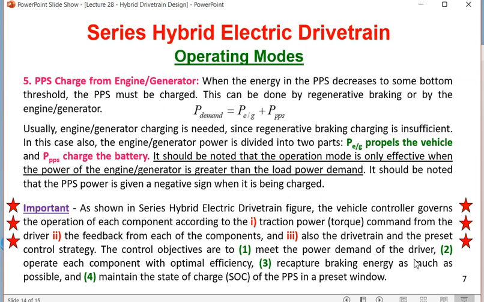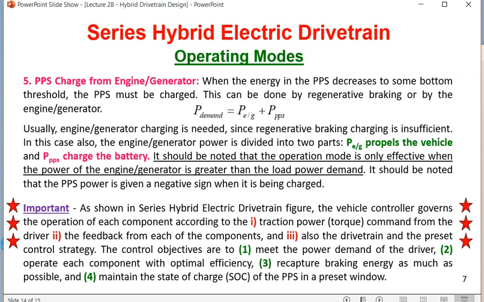Whatever is the power demand of the driver, that has to be met by the primary source and secondary source together if need be. Another control objective is to operate each component with optimal efficiency. If we are driving the engine, generator as well as the battery with optimal efficiency, then we are increasing the lifetime of both these things. So do not stretch the sources to the extent. Always try to work in the mid operating range.